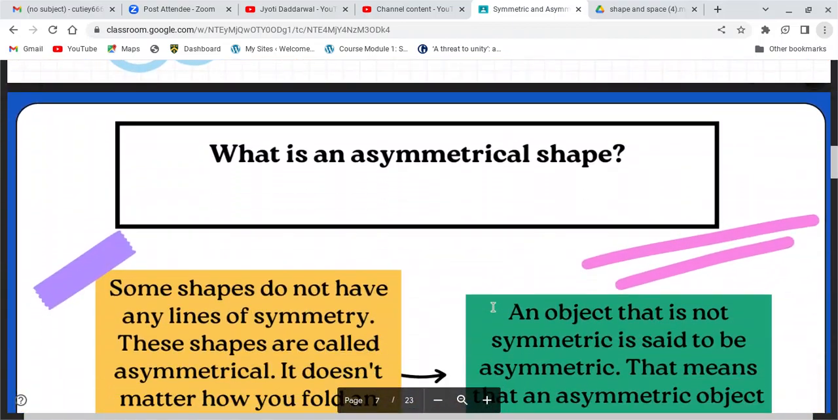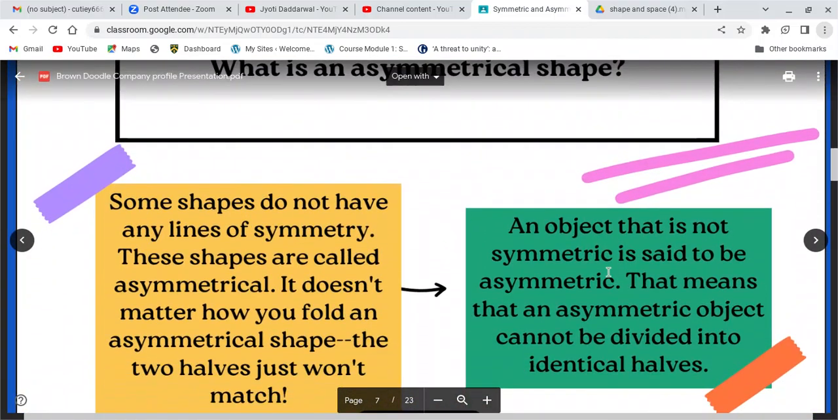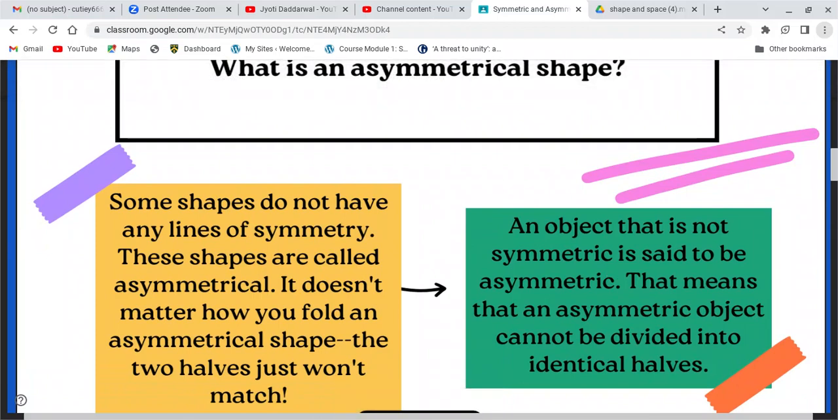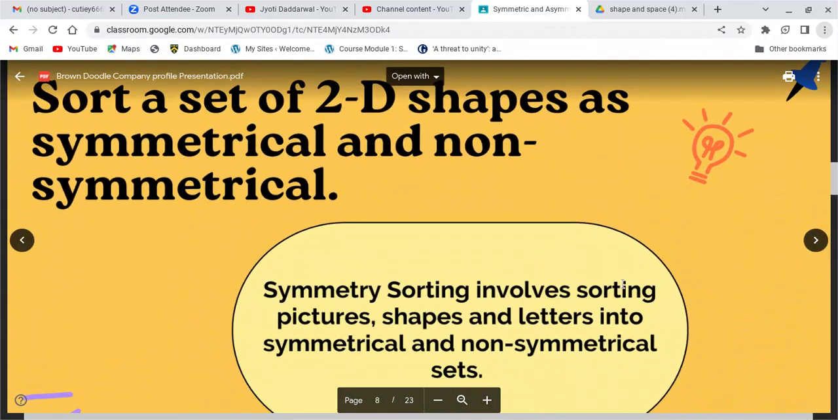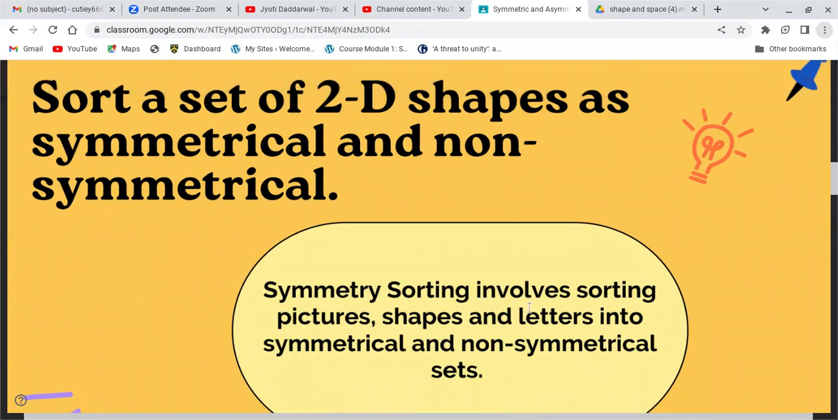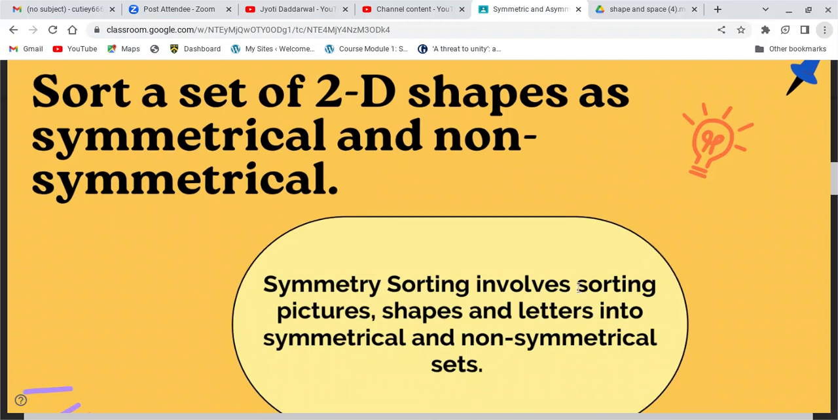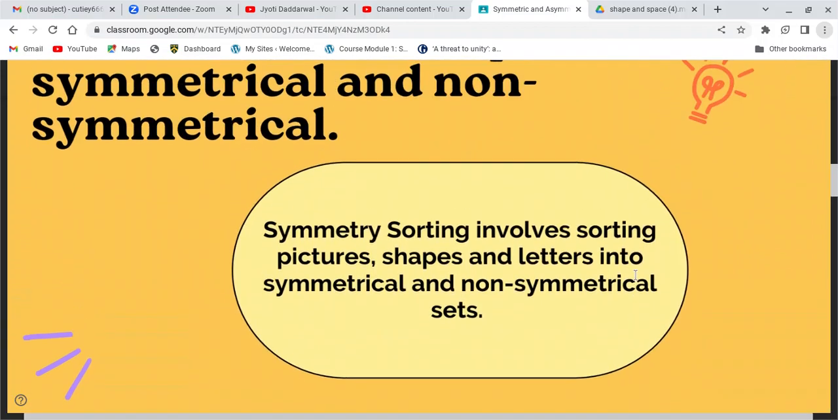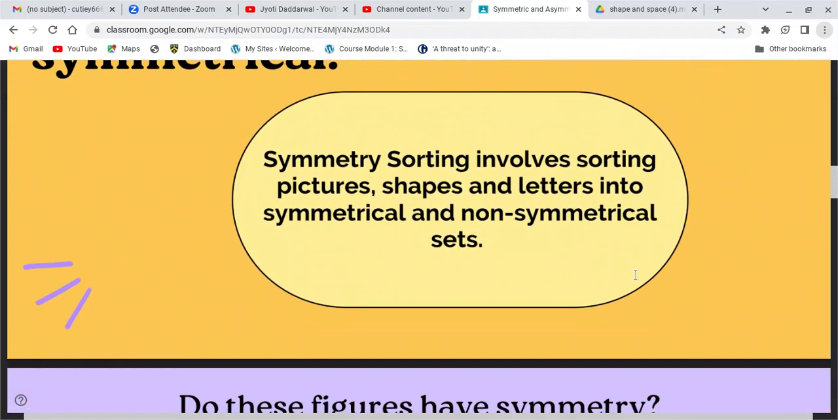Then we started what is an asymmetrical shape. Then I provide a simple definition. An object that is not symmetric is said to be asymmetric. That means an asymmetric object cannot be divided into identical halves. Then I ask them what is symmetricity. Then I give them some figures, to sort a set of 2D shapes into symmetrical and asymmetrical. I ask them this verbally.